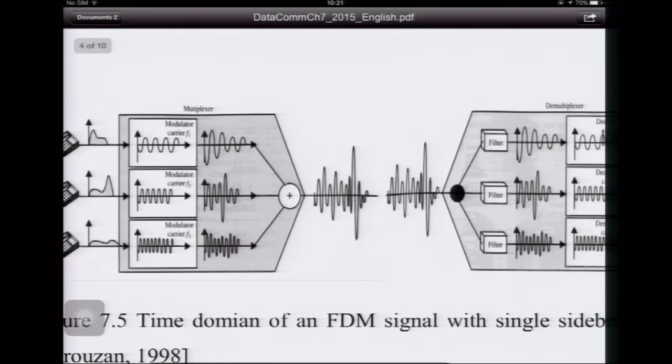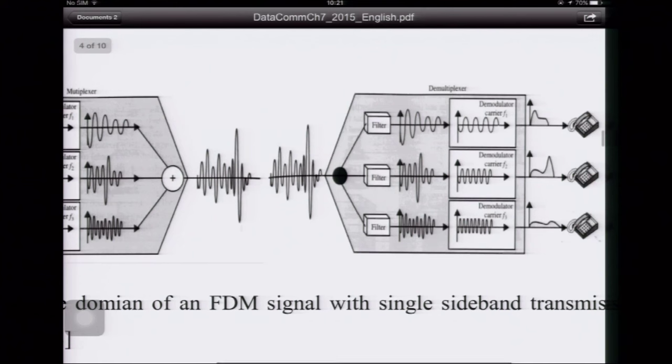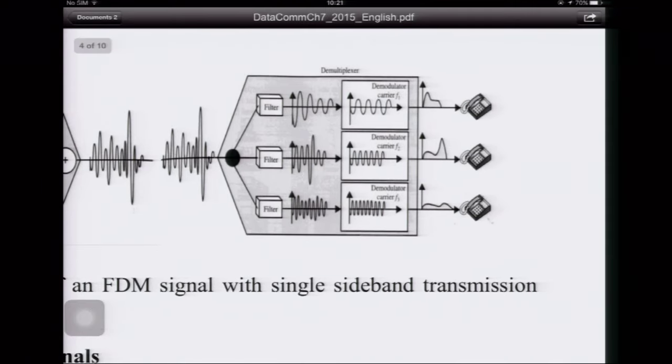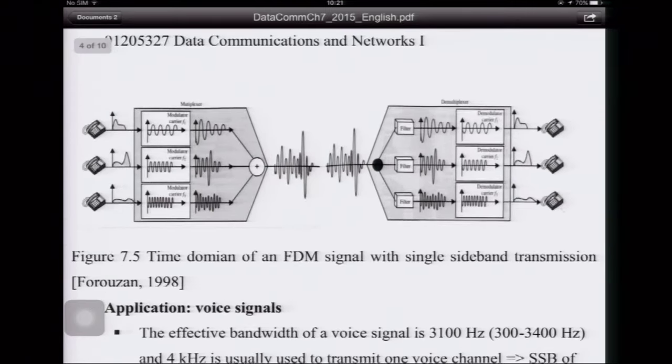Then at the receiving end, again you filter. When you filter, you will get the original signal back with the noise. In this case, they assume that there is no noise, to make it easy to understand. So suppose there is no noise, you get something like this back, the same as what was transmitted. Then you demodulate with the different carrier frequencies, and you get the original signal back.